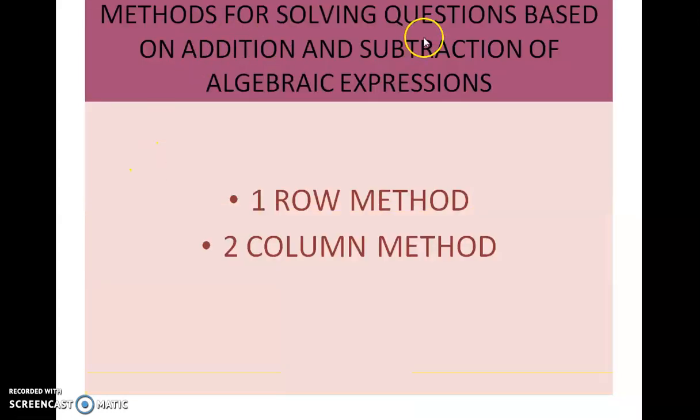Now, there are different methods for solving questions based on addition and subtraction of algebraic expressions. I will be discussing with you the row method and the column method. I will begin with monomials.